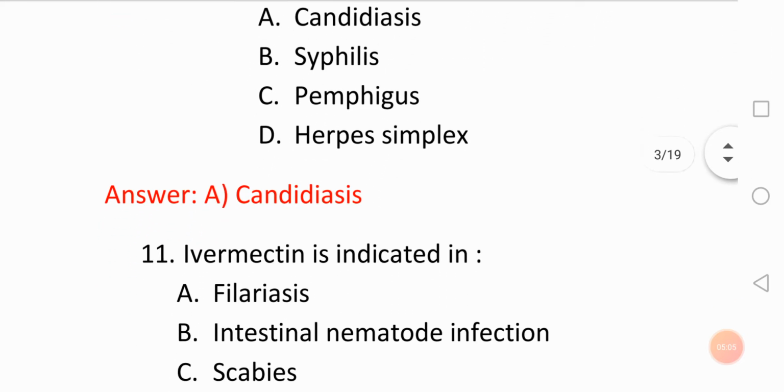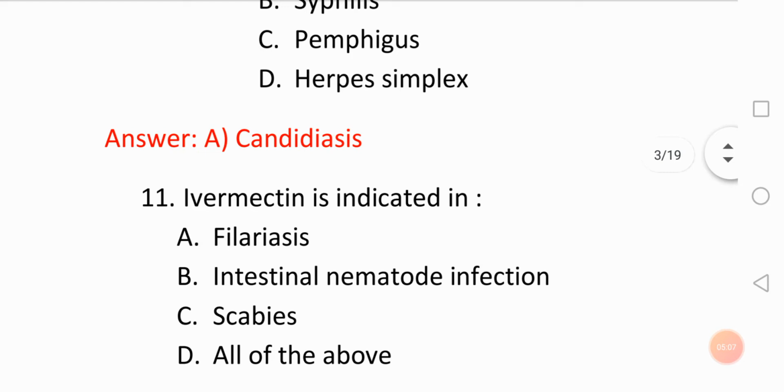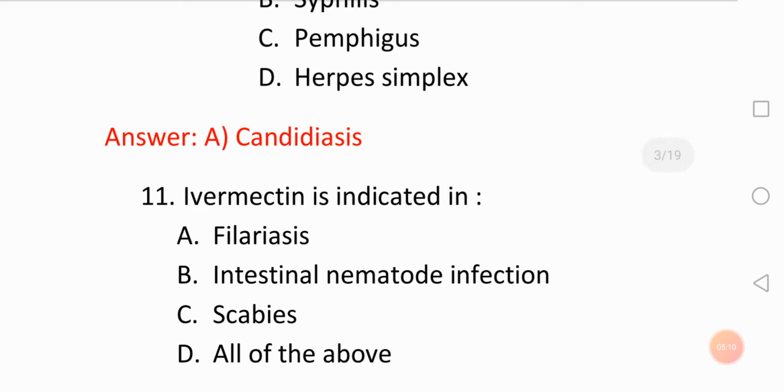So next question: ivermectin is indicated in A. Filariasis, B. Intestinal nematode infection, C. Scabies, and D. All of the above. And the answer is D, all of the above.